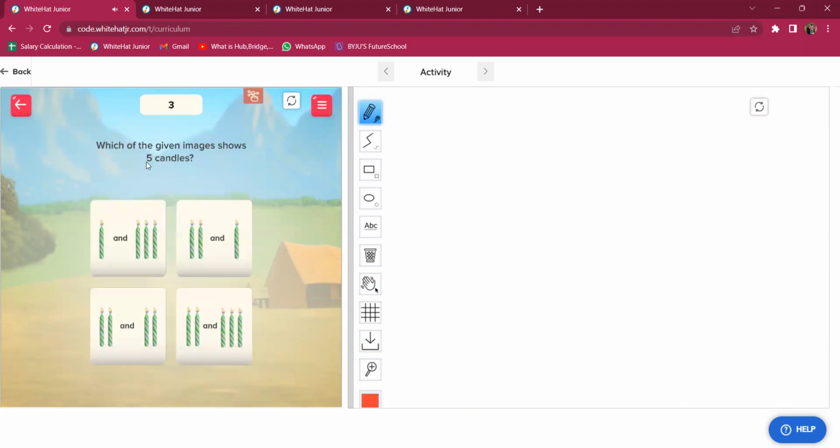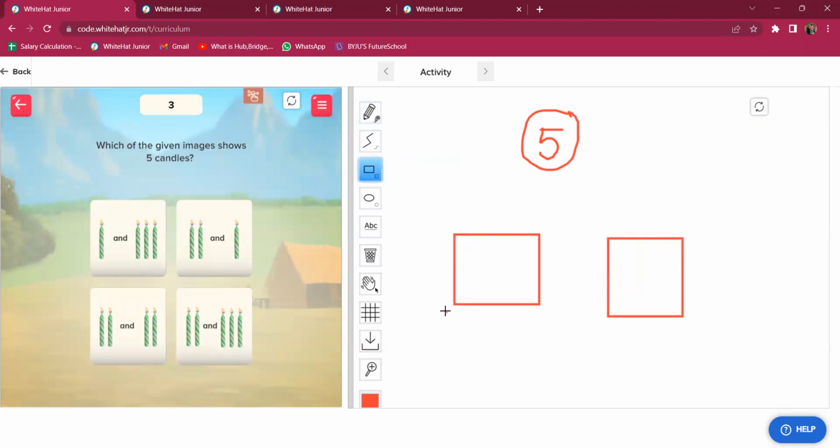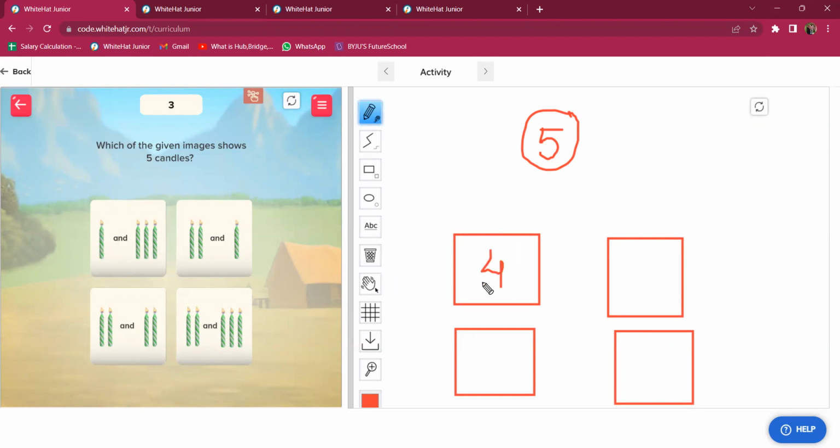Which of the following images show 5 candles? We have to find out of the 4 images which shows the number 5, that is the 5 candles. We have 4 options over here. We'll count them one by one, write the number of candles and then select our answer. So we have 1 here plus 1, 2, 3. So altogether 4. Then we have 1, 2 and 1, that is equal to 3. Then we have 1, 2, 3, 4.